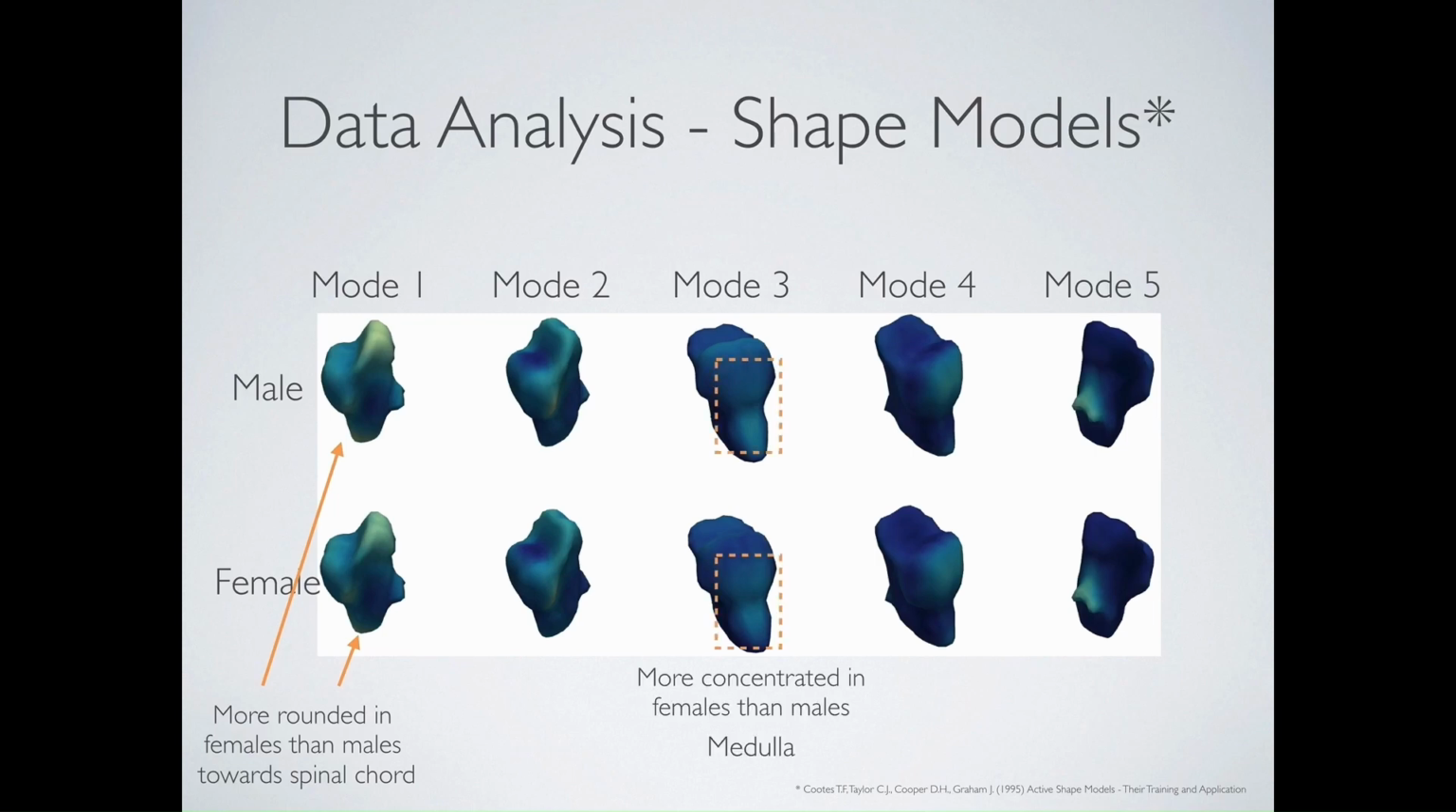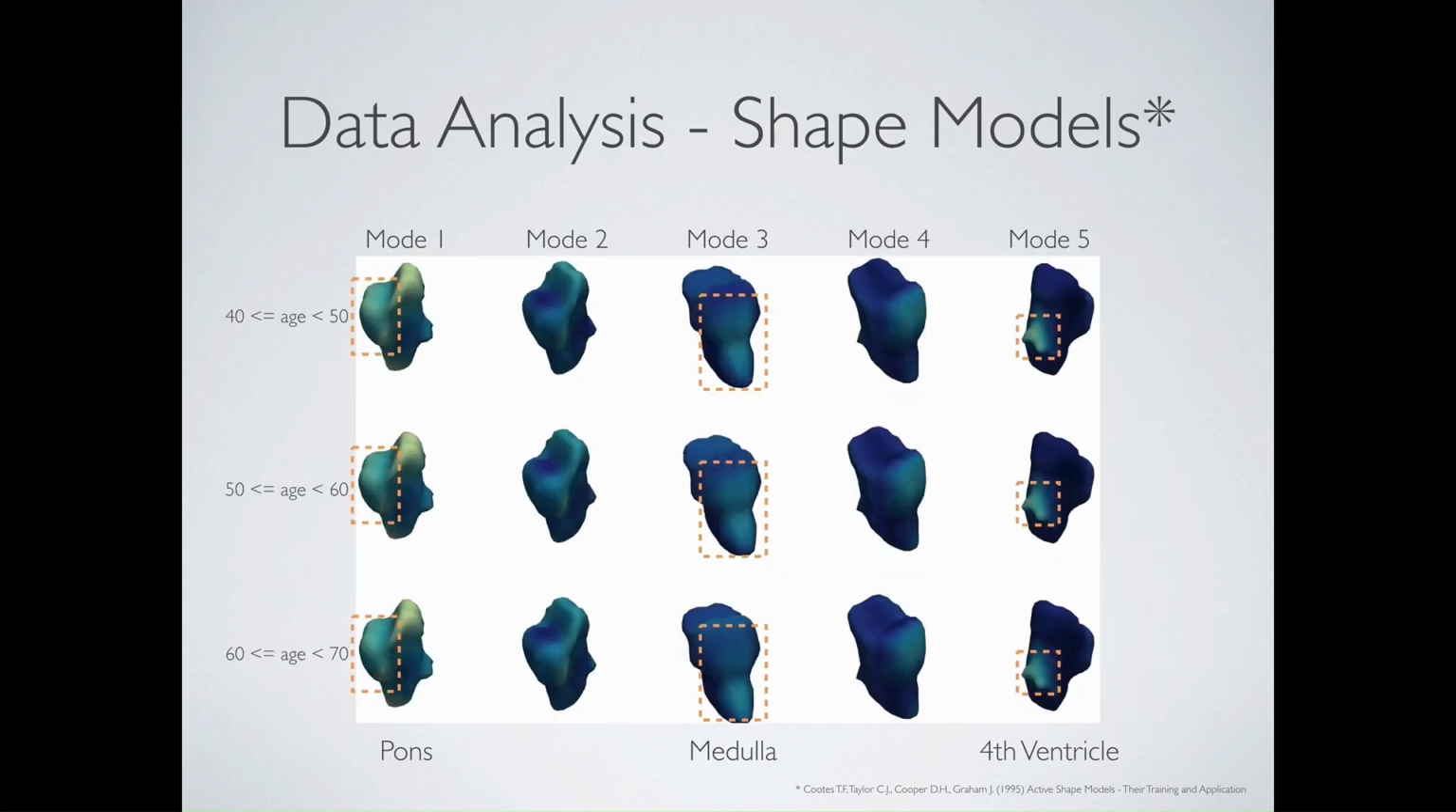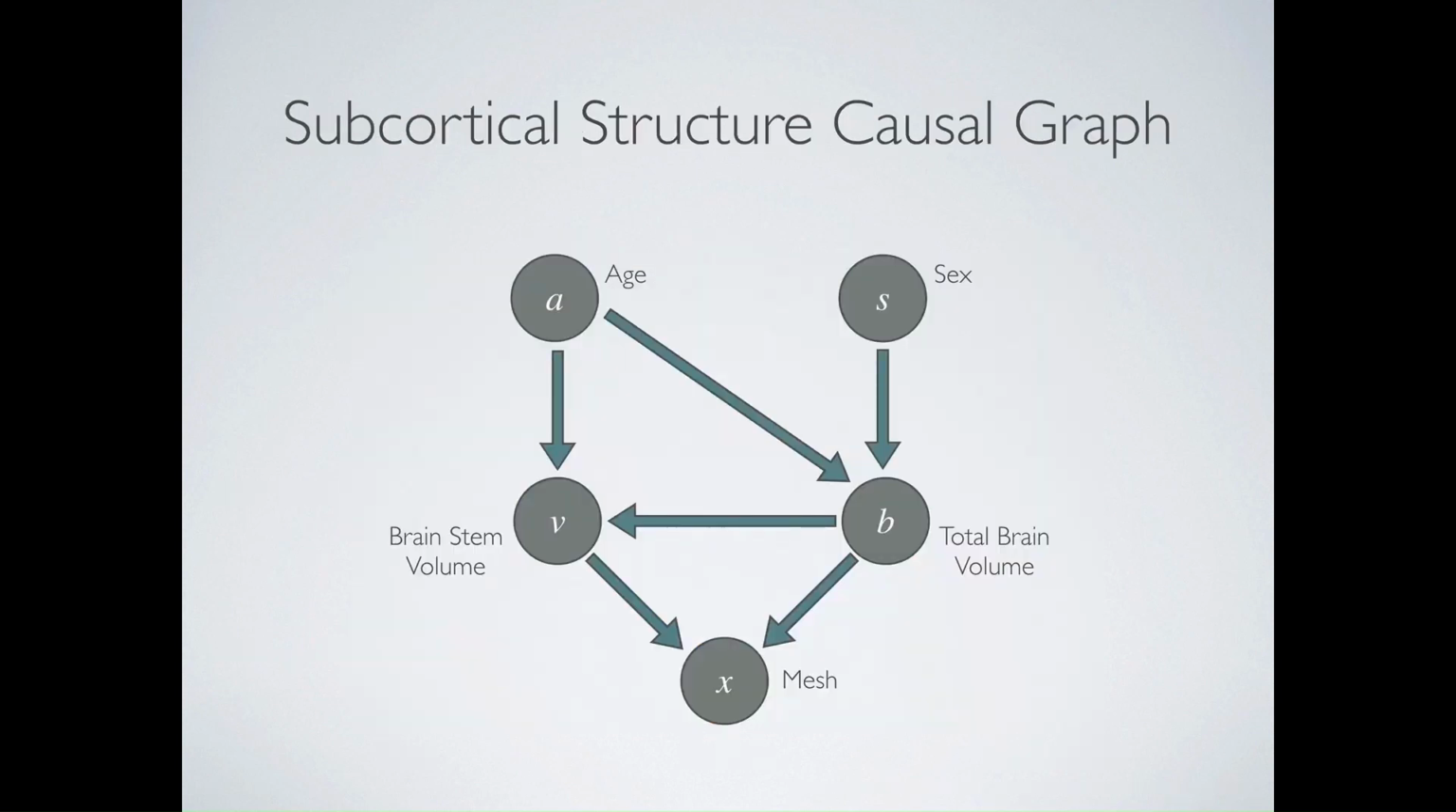There is a higher concentration of mass around the medulla in females, and the fourth ventricle is pointier in females also. In age conditional shape models, the pons is more rounded and larger in younger people. The volume of the medulla moves down and towards the spinal cord, and the fourth ventricle volume decreases with age. We use all of these trends, with research from medical journals, to design this causal data generating process.